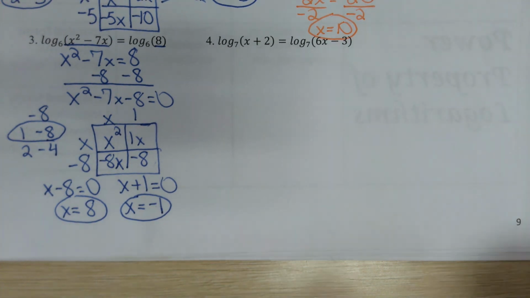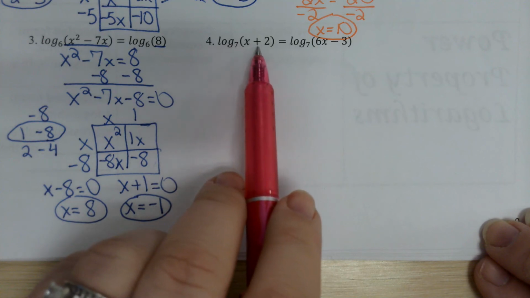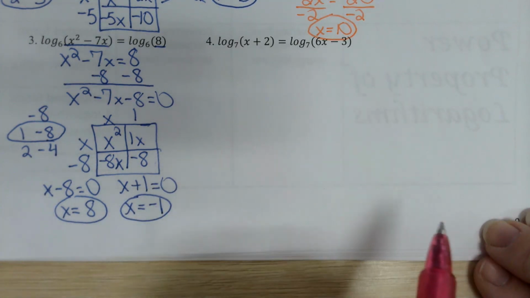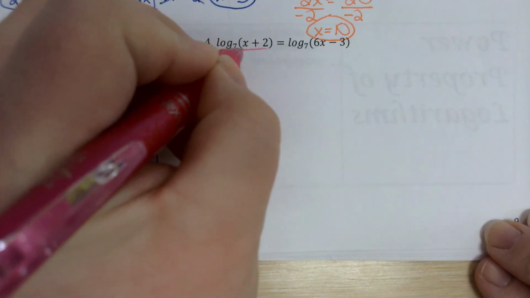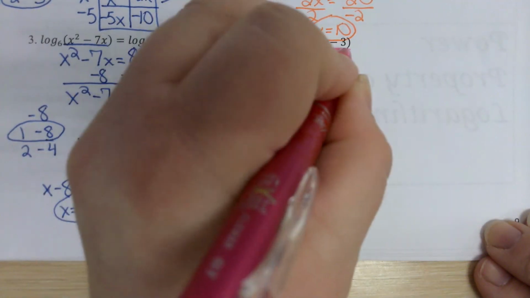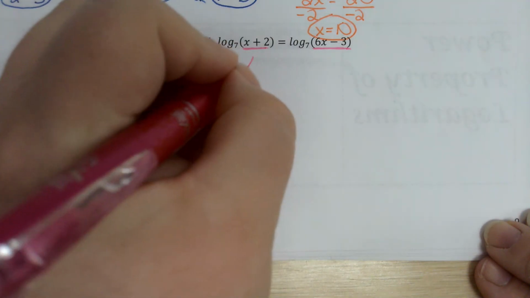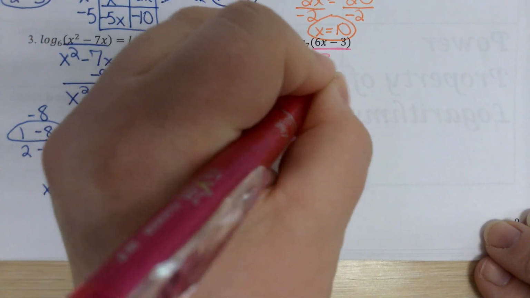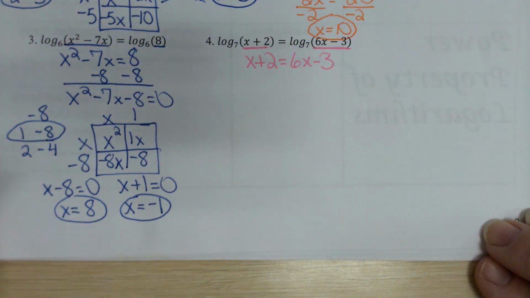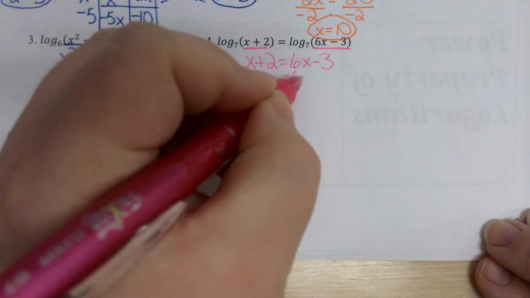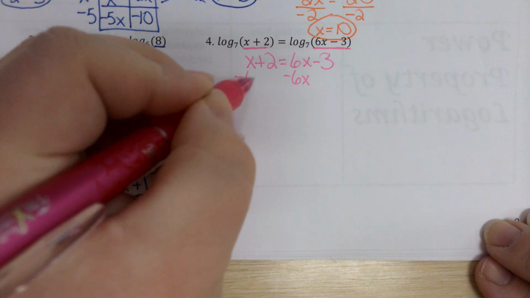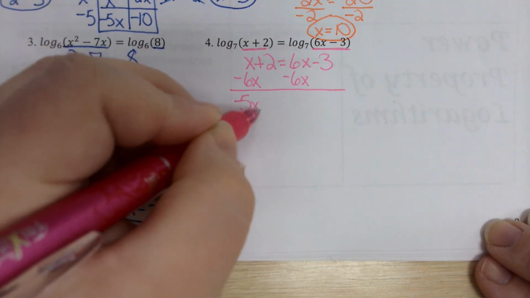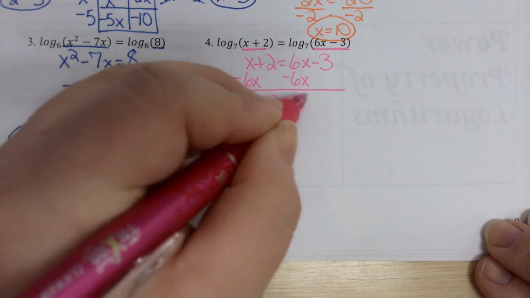Number 4, log base 7 of x plus 2 and log base 7 of 6x minus 3. Since those bases are the same, we'll set our arguments equal to each other. x plus 2 equals 6x minus 3. We'll need to subtract 6x from both sides, giving me negative 5x plus 2 equals negative 3.